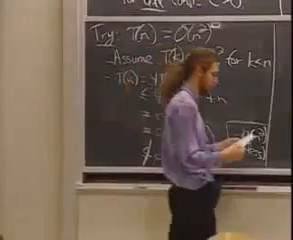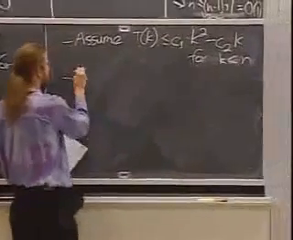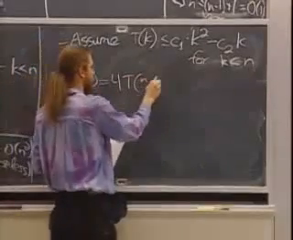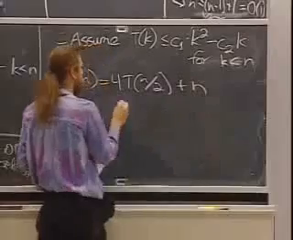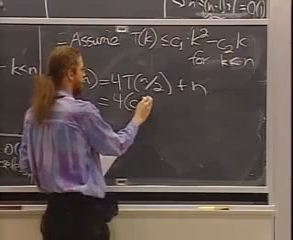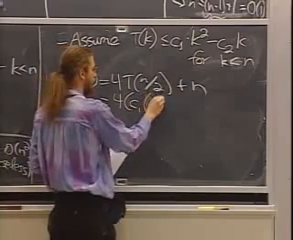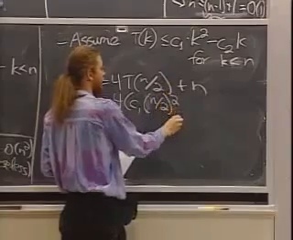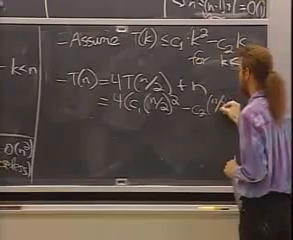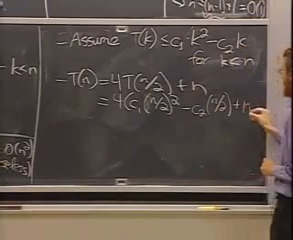Turns out it works. So we look at T of n. This is 4 times T of n over 2 plus n, as usual. Now we expand a slightly messier form. We have C1 times n over 2 squared minus C2 times n over 2 plus n.